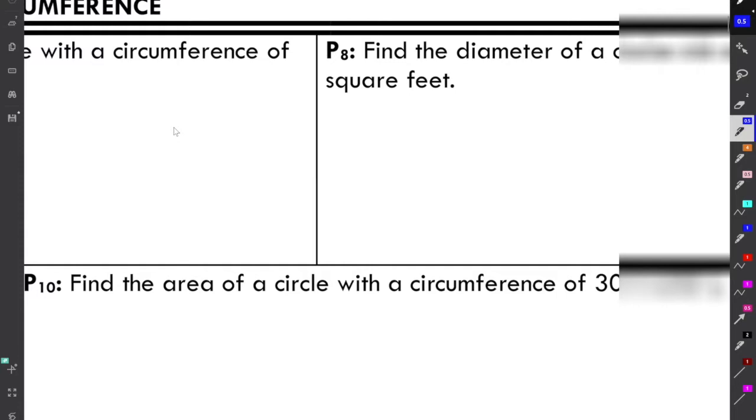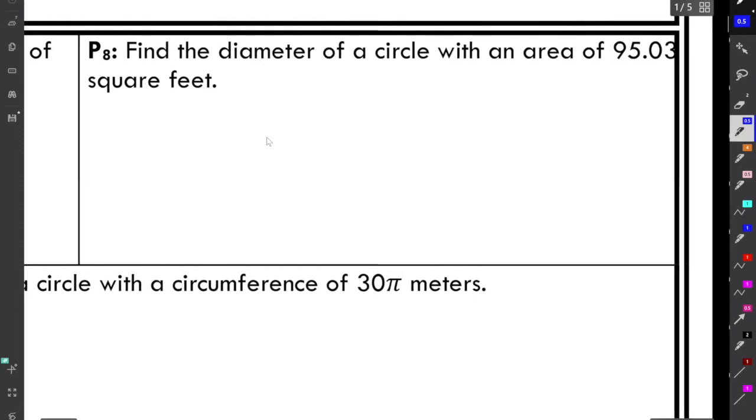Number 8, find the diameter of a circle with an area of 95.03. So we're finding the diameter, and we know the area to be 95.03 square feet. Area of a circle, of course, is pi r squared. That's going to be equal to 95.03 because we're given the area. First step, divide both sides by pi. So r squared is equal to 30.25.